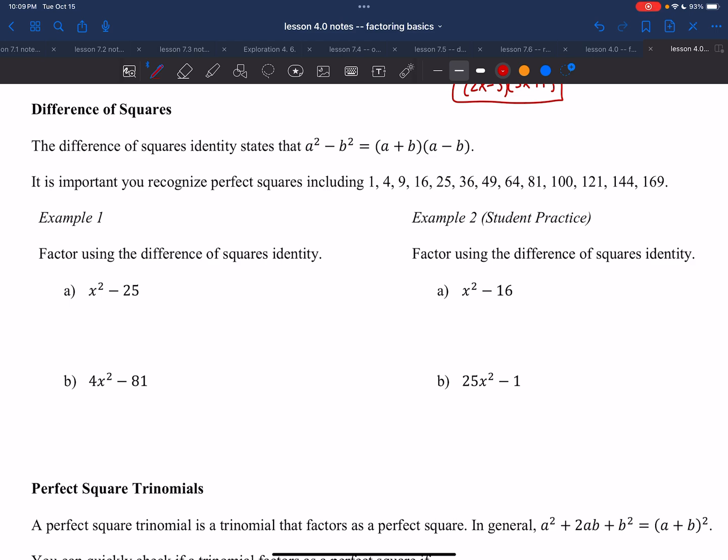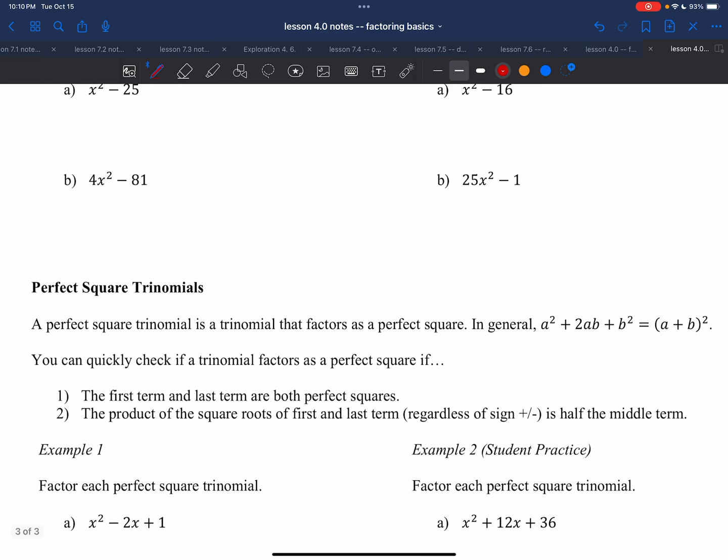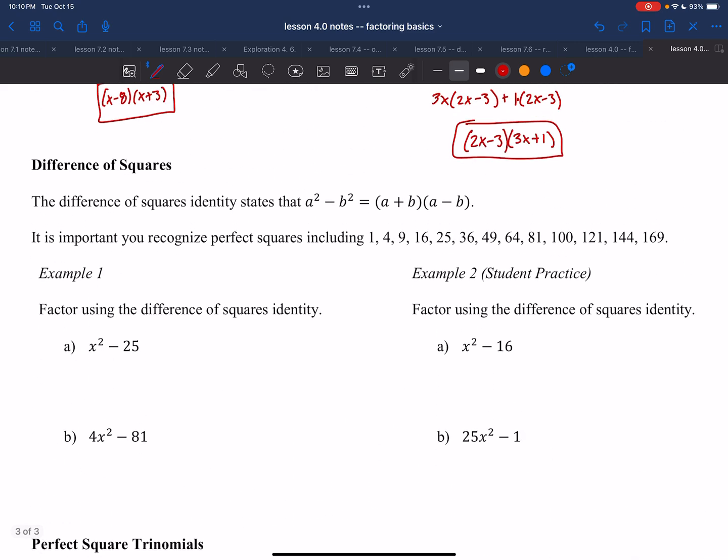The next one is difference of squares. So these next two are called identities. What an identity in math means is itself, right? It's identical to something, or equivalent. It's equal to itself. And so what's known as the difference of squares identity says that a squared minus b squared factors as a plus b, a minus b.